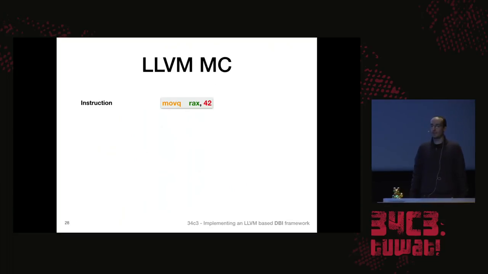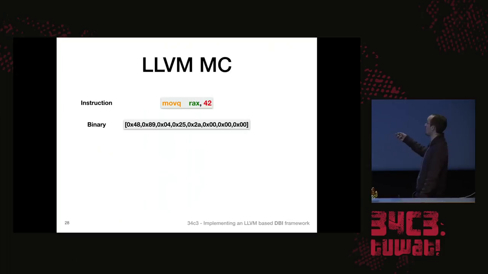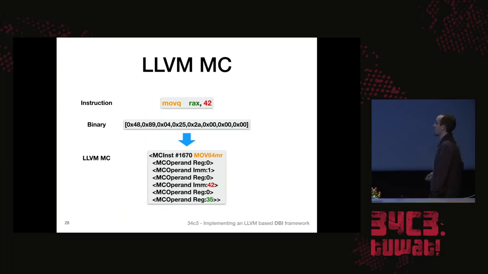So what is LLVM MC? Let's start with a very basic, simple instruction. For the DBI, while in the process of exploring the code, an instruction is just a series of bytes. So basically, we feed LLVM with this list of bytes, and LLVM provides this. And this, in fact, is already an intermediate representation. It's a very simple one. You have two types: the MCInst, which is the instruction, and the instruction is composed of a list of operands. But even if it's simple, you have all the interesting information that you need, and it's already something that we can work on.